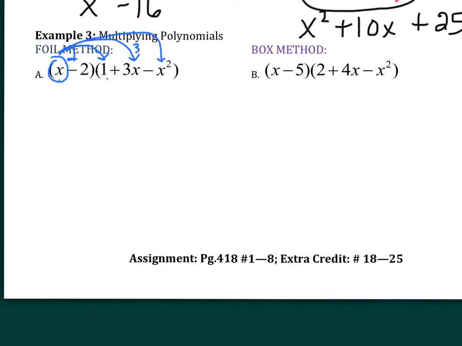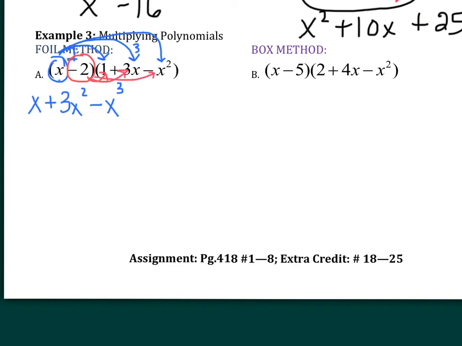X times 1 is x, x times 3x is plus 3x squared, and x times negative x squared is negative x to the third when we add those exponents. Now I need to distribute the negative 2. So I'll do negative 2 times 1, times the 3x, and times the negative x squared.